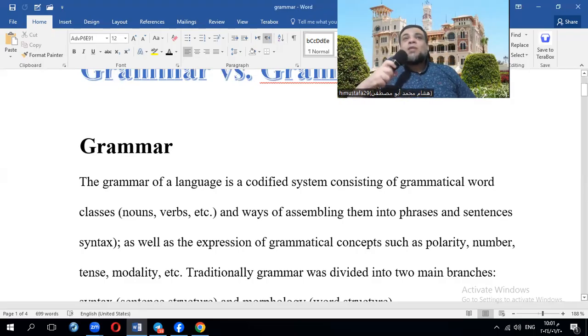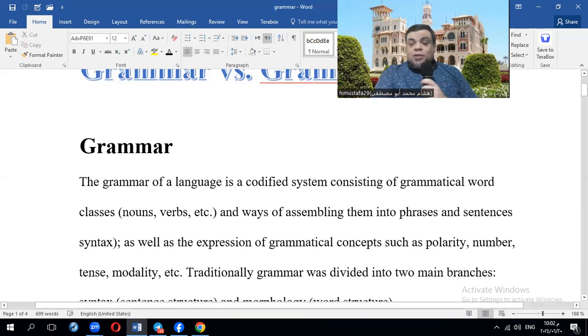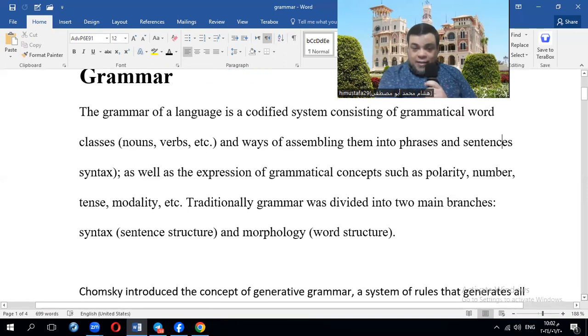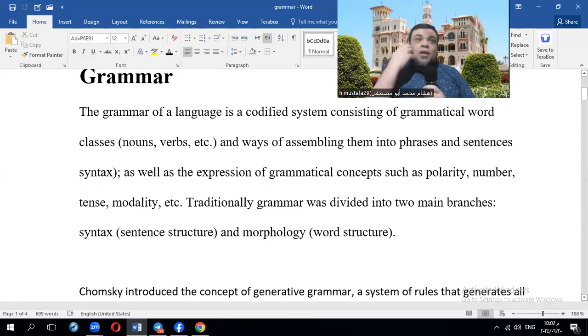Syntax means these rules for organizing the structure of the sentence, as well as the expression of grammatical concepts such as polarity, number, tense, modality. This is also studied in grammar. Traditionally, grammar was divided into two main branches: syntax and morphology. Syntax means sentence structure, and morphology means word structure. So when we say grammar, usually and traditionally, we think of these two concepts.